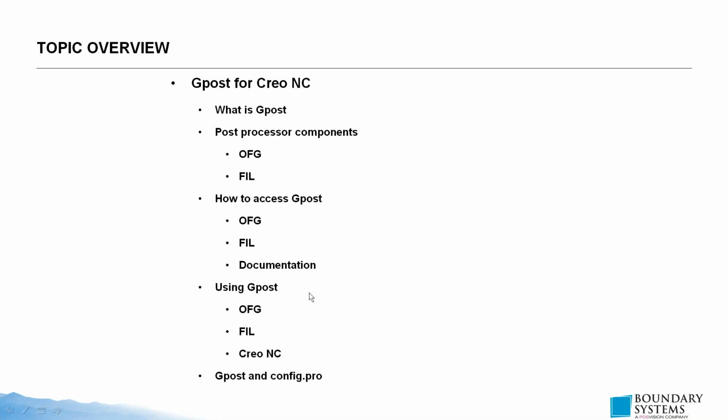Then we'll have a little bit of discussion about the actual mechanics of using GPost, both the OFG and the FIL systems within GPost, and then how do we use a post from Creo? So once we have some post, how are we going to act on that in Creo? Lastly, we will speak to a handful of config.pro settings that are in fact relevant to the operation of GPost in the Creo environment. So we'll speak to those settings a little bit as we conclude, walking through the kind of things that GPost is and does.